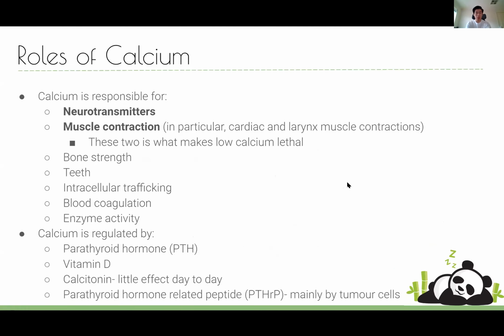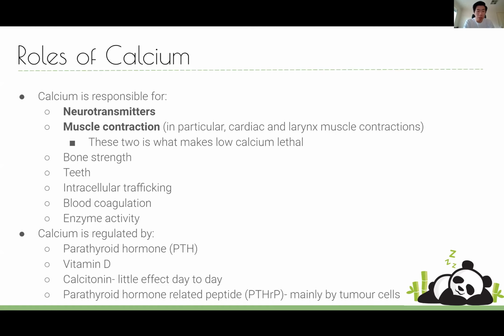So the role of calcium, the two most important ones are neurotransmission and muscle contraction. In particular, the cardiac and larynx muscle contractions. And this particularly is what makes low calcium, or hypocalcemia, lethal, in that your heart won't contract or your larynx will seize and you can't breathe, which is problematic to say the least.